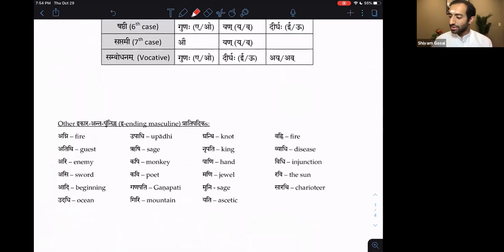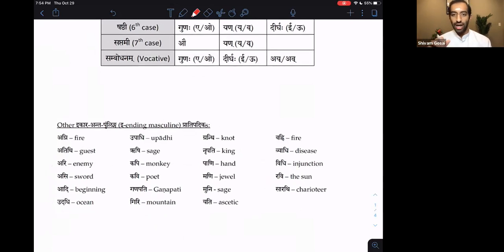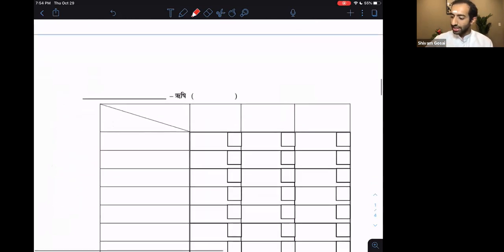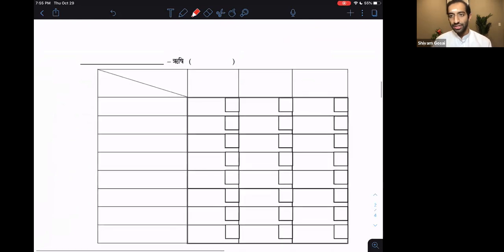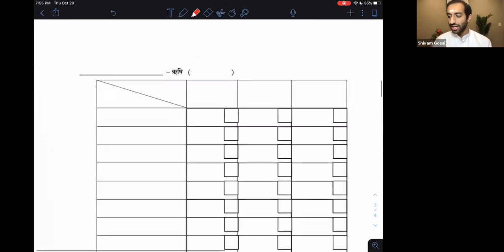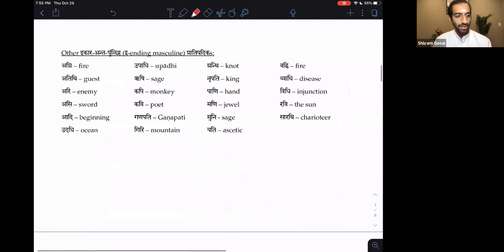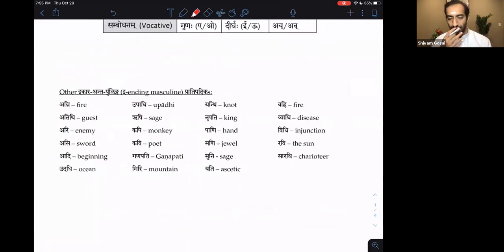Before we do that, actually, while I'm looking at this vocabulary, you can open up to your workbook. If you have the workbook, I don't have the page number, but if you go to the index, you can see Ikaranta, masculine. It'll start with Hari, and then you'll see Rishi near the third quarter of the book. And there we can do some practice. So you can open up to that page in the workbook.